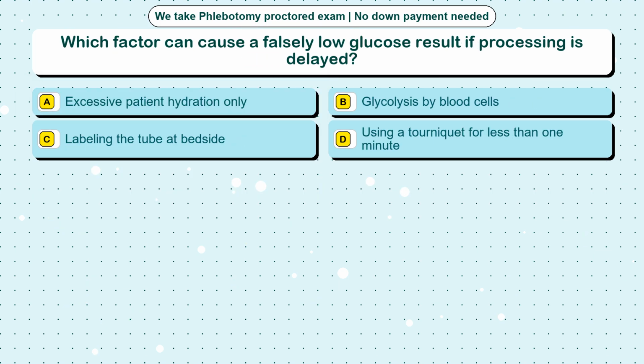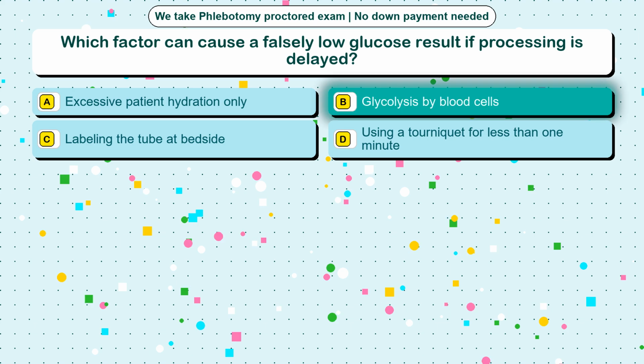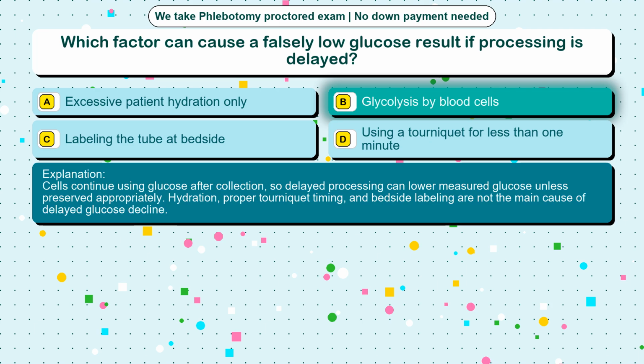Question 80. Which factor can cause a falsely low glucose result if processing is delayed? Option A, excessive patient hydration only. Option B, glycolysis by blood cells. Option C, labeling the tube at bedside. Option D, using a tourniquet for less than 1 minute. The correct answer is option B, glycolysis by blood cells. Cells continue using glucose after collection, so delayed processing can lower measured glucose unless preserved appropriately. Hydration, proper tourniquet timing, and bedside labeling are not the main cause of delayed glucose decline.